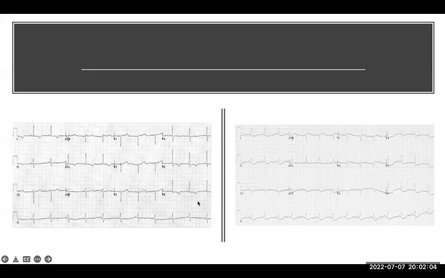This is ECG changes in NSTEMI, non-ST segment elevation acute coronary syndrome. And they are non-specific changes. You can have T wave inversions. You can have ST segment depression, widespread, like in this case here you can see. Now the difference between this and ST segment elevation is this one does not localize the pathology.